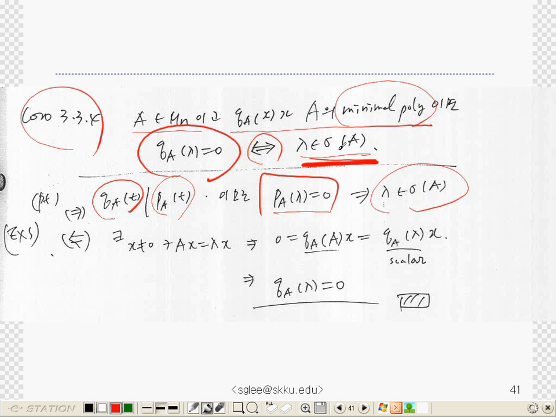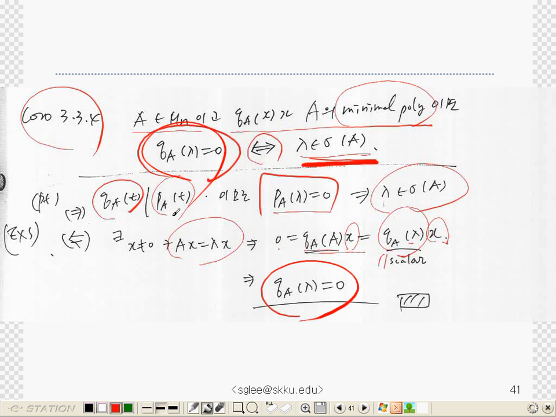If lambda is an eigenvalue of A, then there exists an eigenvector X. Then Q_A of A times the eigenvector X is equal to 0, but this is a scalar, and you plug lambda there. This is a non-zero vector times a scalar equal to 0, but that means this scalar is 0. So when you have an eigenvalue, then it satisfies the minimal polynomial as well as the characteristic polynomial.